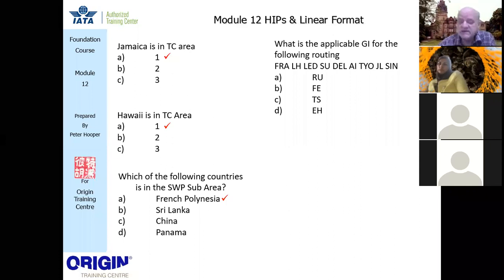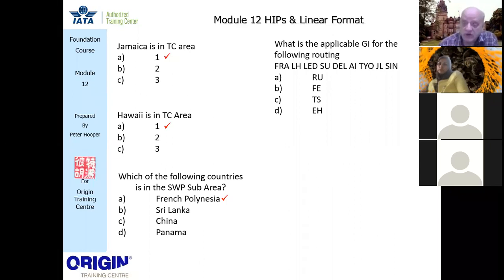All right, next one, TS. Europe. Do I have Europe at the beginning or end? Yes, but we don't. Frankfurt, St. Petersburg, they're both Europe. Is there a direct flight from Europe to Japan or Korea? No. Can't be, so it's not TS. EH, it's the only other one left. EH. Okay.